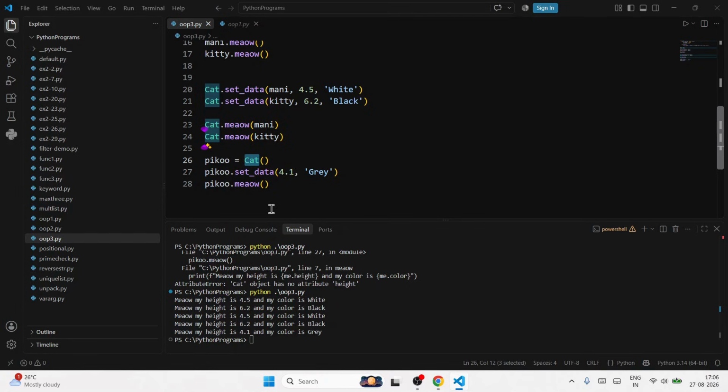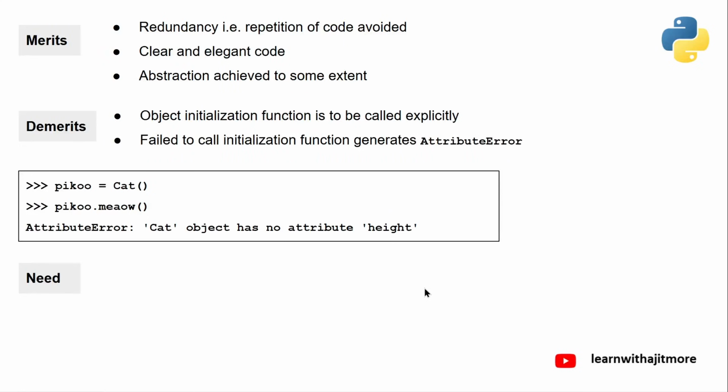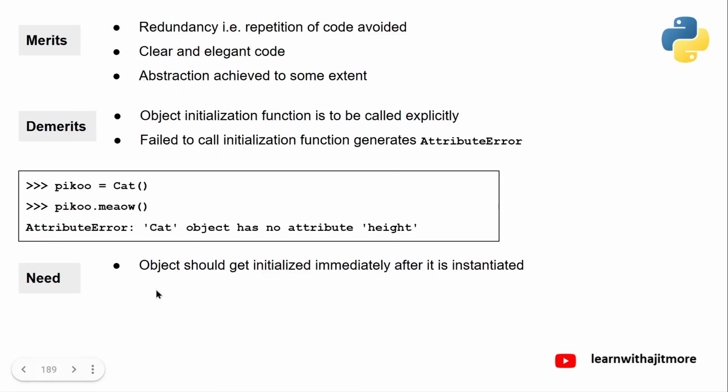It should get called automatically the moment the object is created. The moment the object is made, set data should be called immediately. We don't have to call it explicitly using the dot operator. And that you can do with one special magic method called constructor. See here. Quickly, the object should get initialized immediately after it is instantiated. Instantiated means the copy is created.